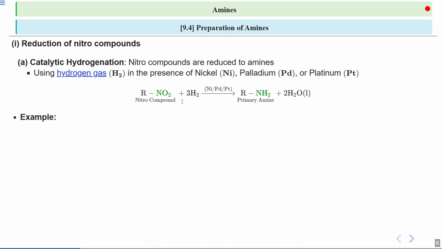Let us look at a specific example. It will make things clearer. Here you have nitrobenzene, which has this NO2 group. When you treat it with H2 gas in the presence of a catalyst, like palladium here, you see this NO2 group is reduced to an amino group. That is, nitrobenzene is reduced to aniline, where the NH2 group is directly attached to the benzene ring. So this is a specific example where nitrobenzene is reduced to aniline in the presence of hydrogen gas and a catalyst.